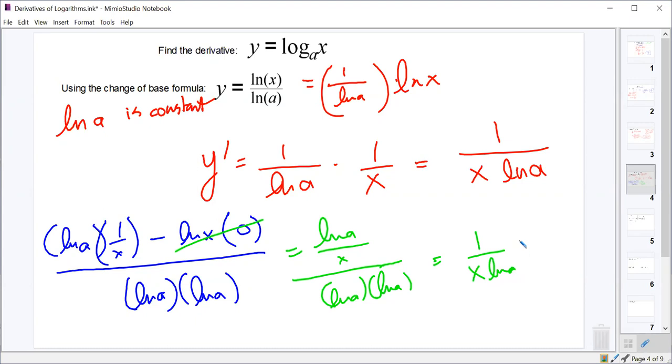So we can still use the quotient rule, but it's a lot easier to just treat natural log of a as the constant that it is, and just multiply it by the derivative of ln x. Everybody see both ways and good with that, or no? So is the reason why we know a is a constant is because it's the base of the log? Exactly, yep. Okay. Any other questions on that, or everybody good there?